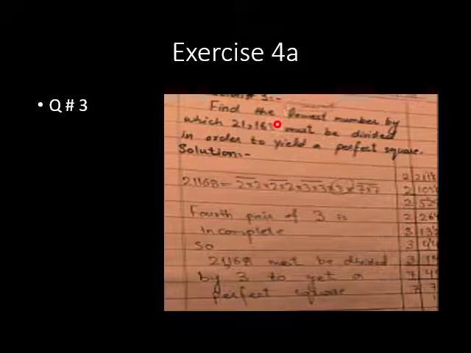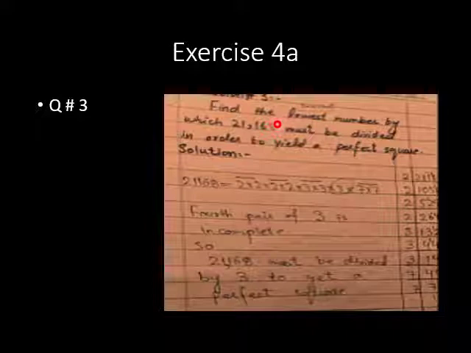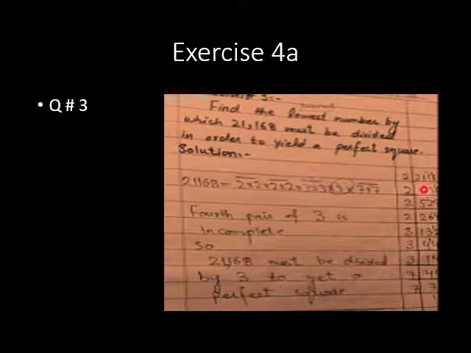Here we will see question number 3. Find the lowest number by which 168 must be divided. In the previous question we have seen that it must be multiplied, and here it must be divided. Same here, we will find out the factors. After finding out the factors, we will see that the fourth pair is incomplete and 3 is only here. So we will divide it by 3 to get a perfect square.